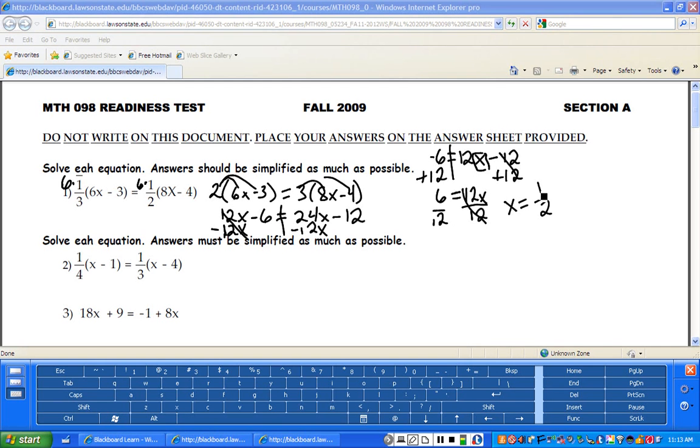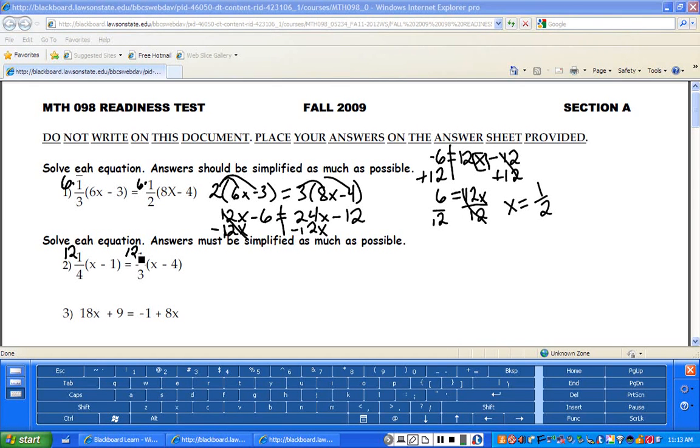Moving on to the next problem, number 2, we see a similar situation. We see fractions looking to be distributed into a set of parentheses. So we get rid of the fractions again by multiplying by a common denominator, which would be 12 in this case.